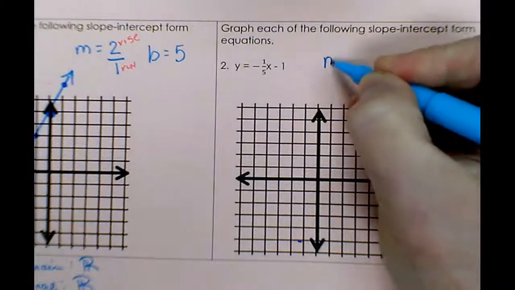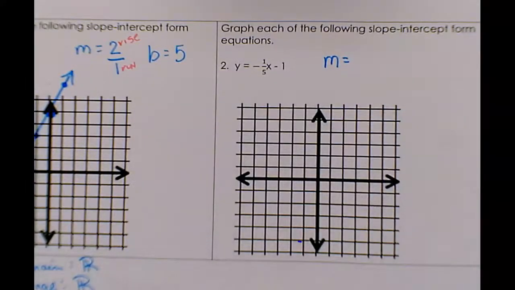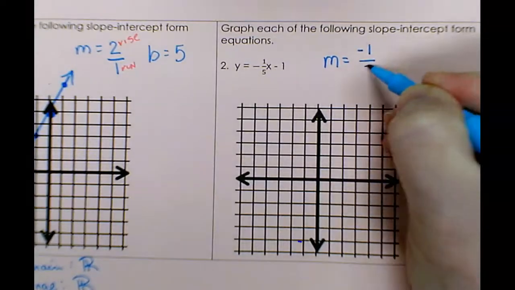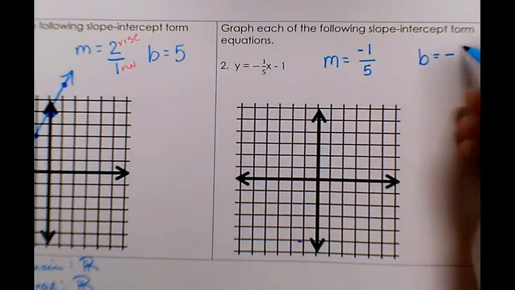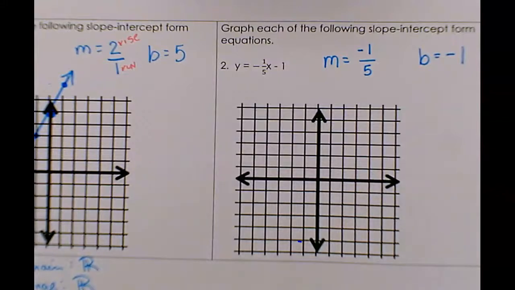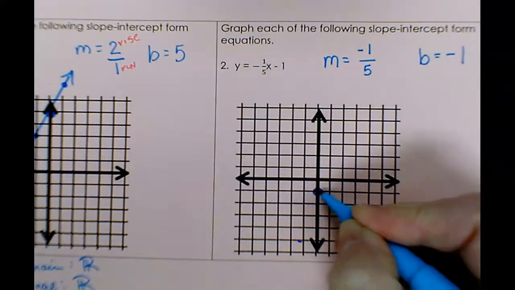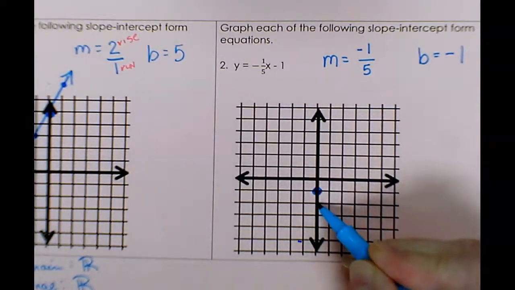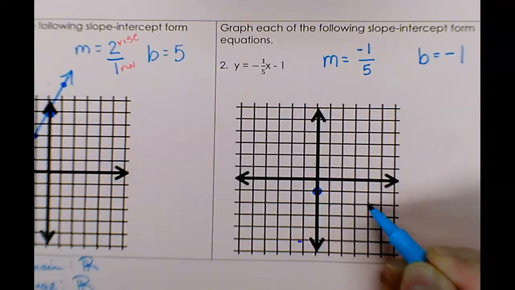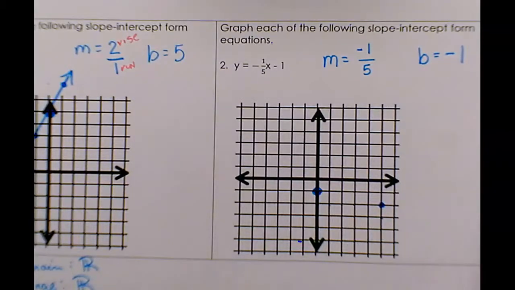Okay. So on this one, the slope is negative 1 over 5. And so when I get ready to count the slope, I always put the negative sign in the numerator so I don't forget it. And the y-intercept will be negative 1. On the y-axis, I'm going to put a point at negative 1. And since the slope is negative, I'm going to count down and right. Down and right would go off the graph.